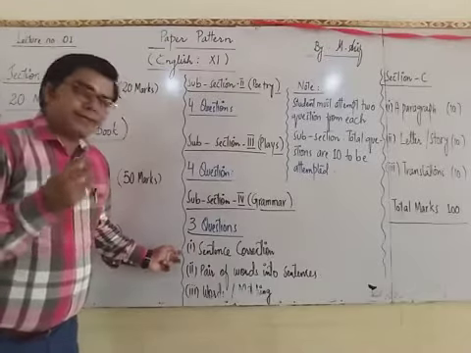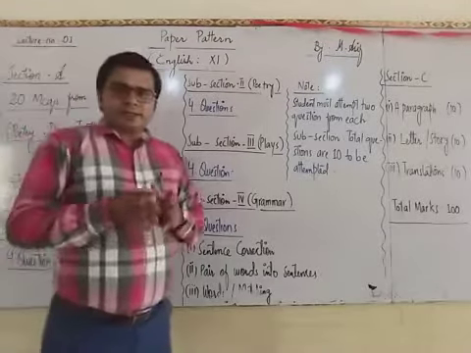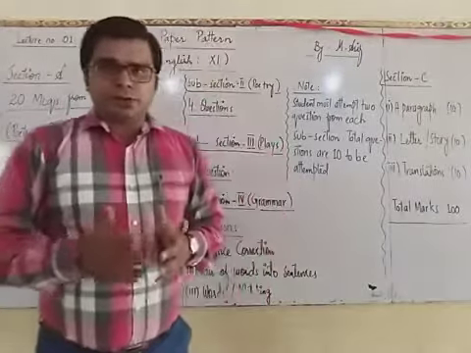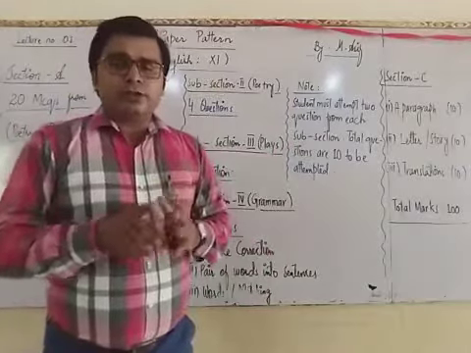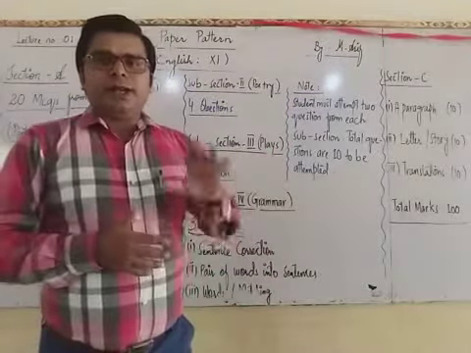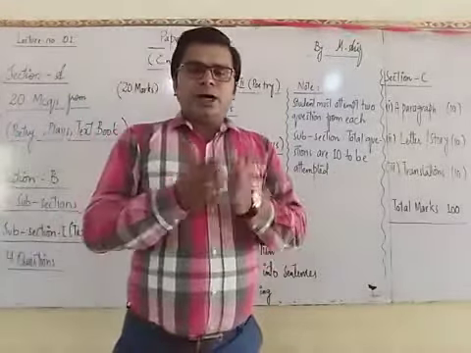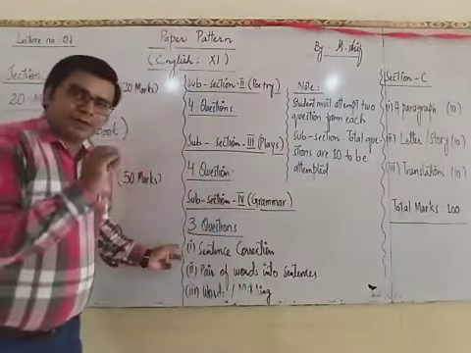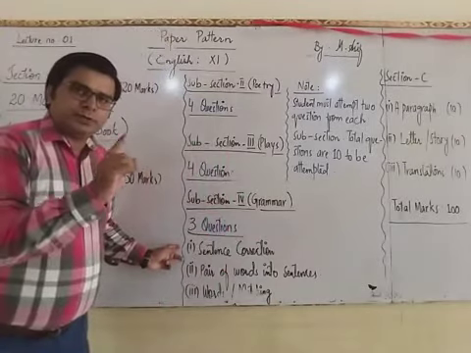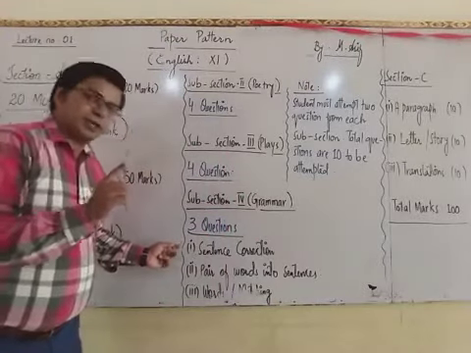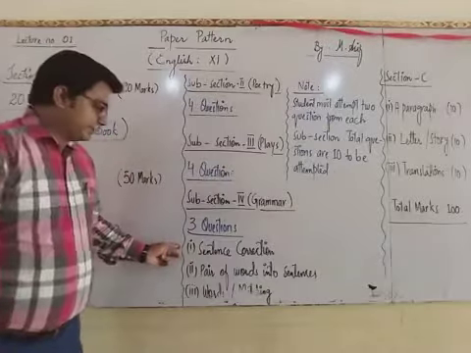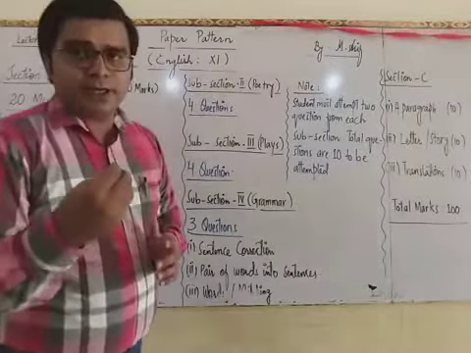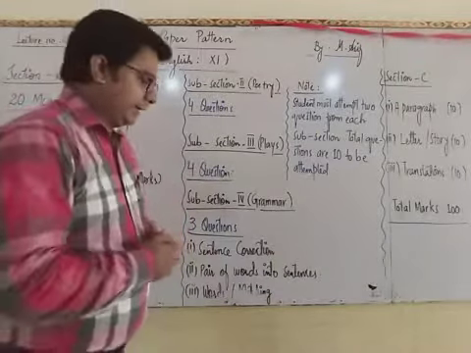Number 1, sentence correction. You are given some sentences and there are some mistakes to be corrected by the student, and you will solve 5 sentences, and they are taken from articles, prepositions and tenses. So you will be given 5 sentences and each sentence will be of 1 mark, and the question is of 5 marks. So you will correct the sentences by finding out the errors in each sentence.